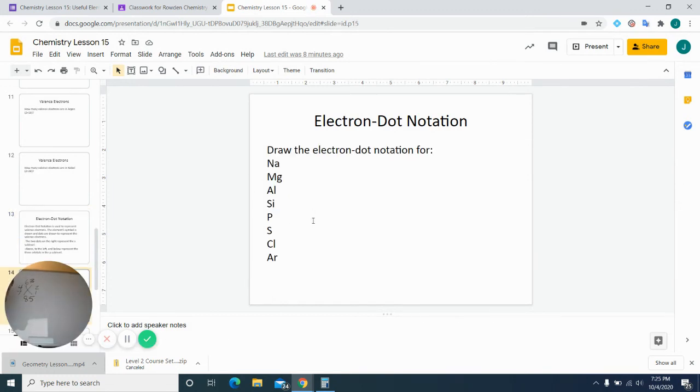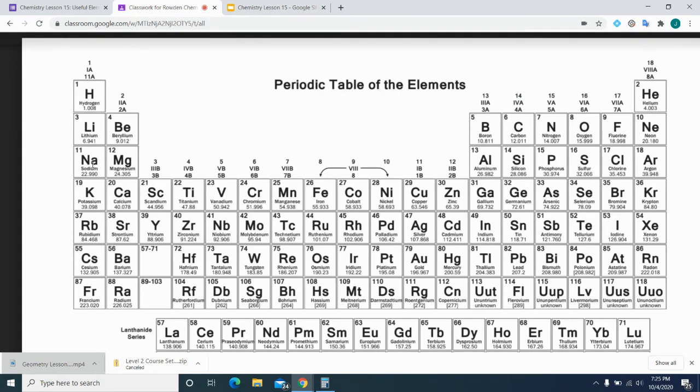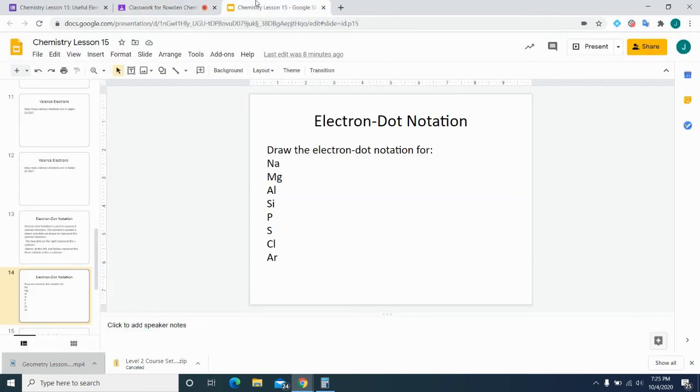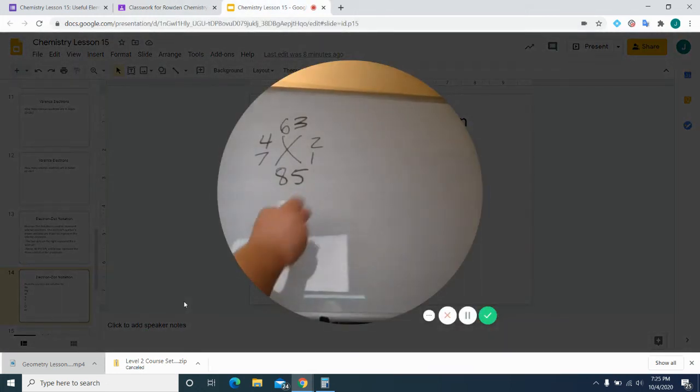I'm not even going to do all these. I'll just do a couple to get the idea. What's the electron dot notation for sodium? Na. Let's look where it's at. Na is right here. It's in column 1A. How many valence electrons did we say 1A has? 1A has one valence electron. So what we're going to do when we do sodium, we're going to do Na.